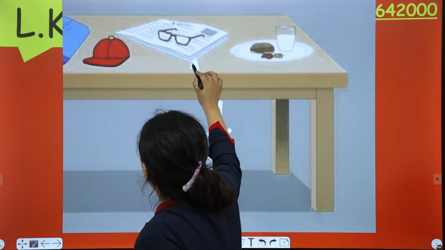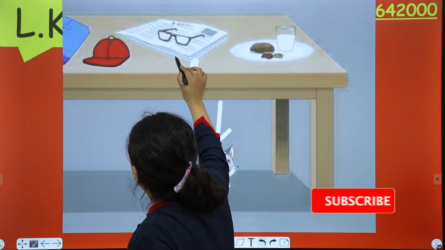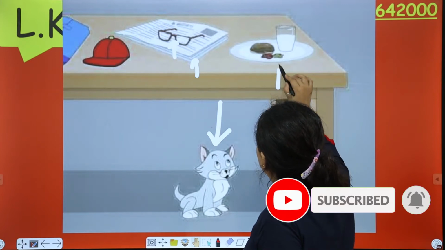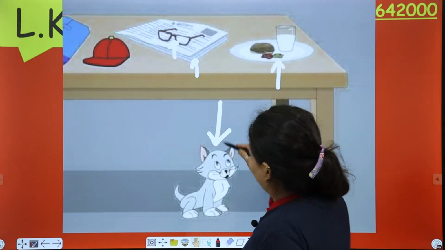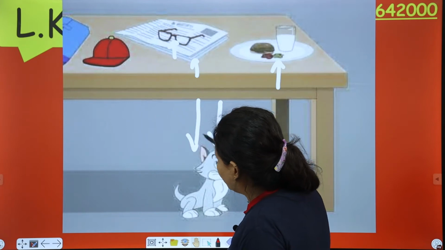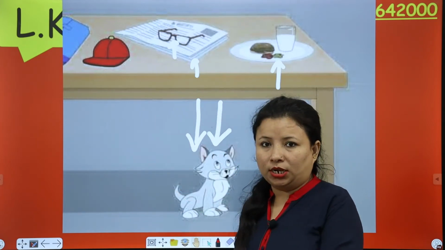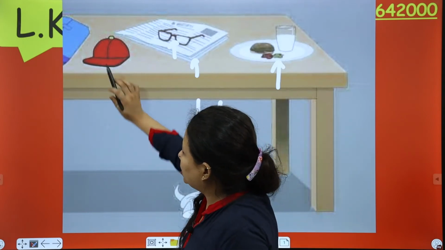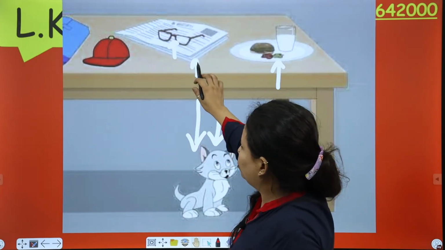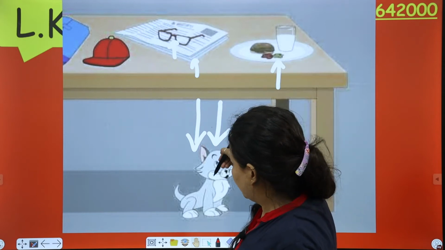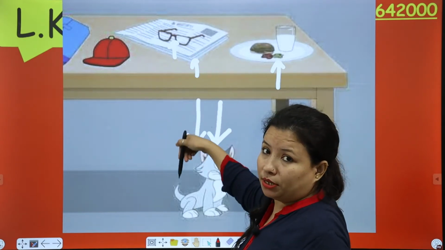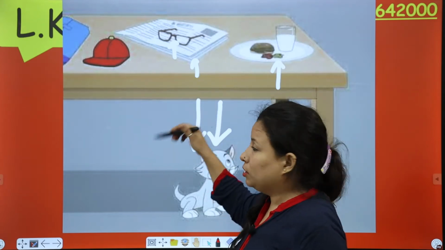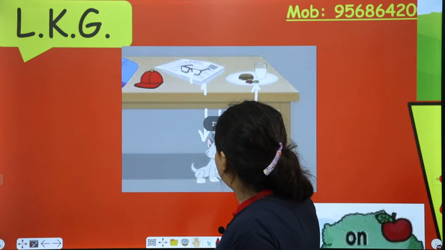The newspaper is above the table. The specs is above the newspaper and this plate is above the table and the cat is below the table. Below means neeche and above means upar. So the cap is above the table, newspaper is above the table and the cat is below the table. Is the cat above the table? No, it is below, right? So that's why the cat is below the table.